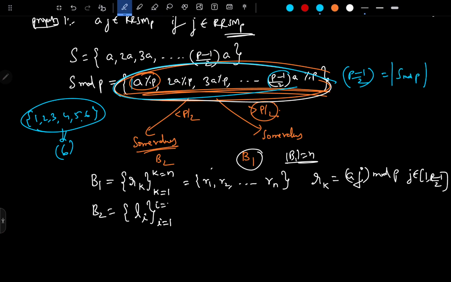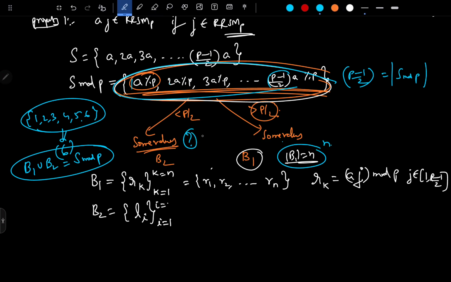Okay, the cardinality of S mod p. So now I am dividing it into these two sets. Remember that here we can observe the fact that b1 union b2 equals S mod p. Okay, this is the basic thing you have to know. So here this set has n elements, and how many elements will this set have? Tell me.